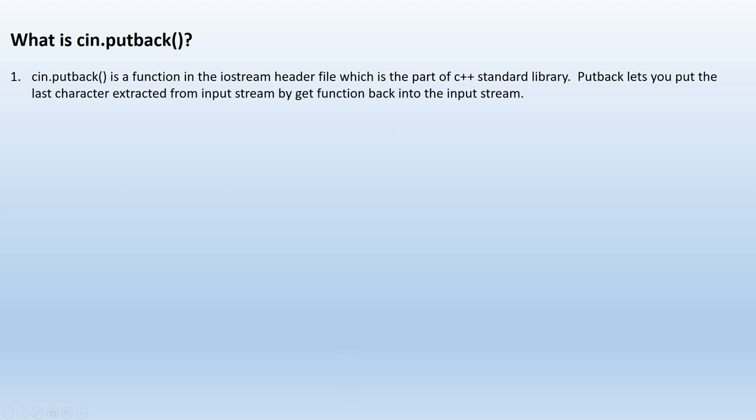What is cin.putback function? cin.putback is a function in the iostream header file, which is part of the C++ standard library. Putback lets you put the last character extracted from the input stream by the get function back into the input stream.